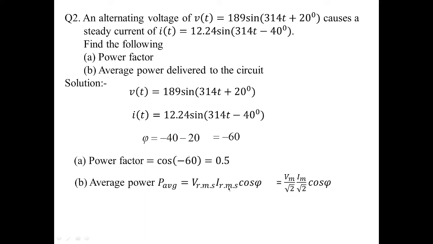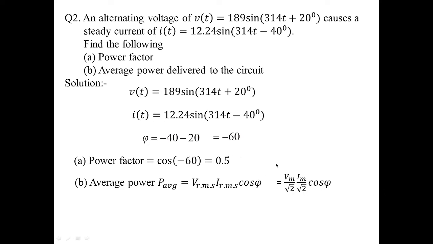Similarly, I, Irms and Im by root 2 are one and the same. So Vrms is equal to Vm by root 2, and Irms is equal to Im by root 2. These values are the RMS values, represented in terms of maximum values. So it should be Vm by root 2 times Im by root 2 times cos φ.